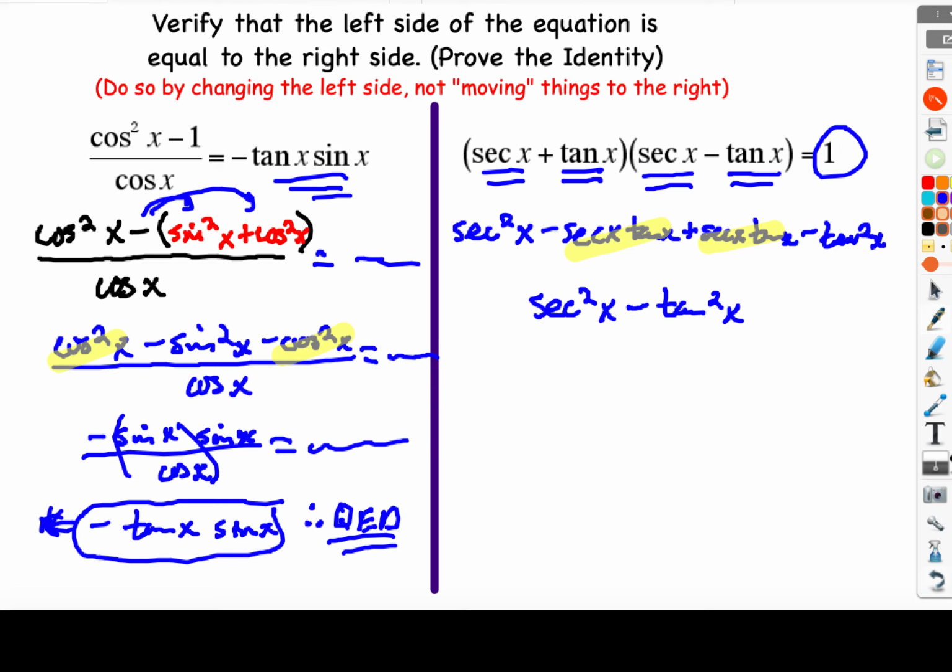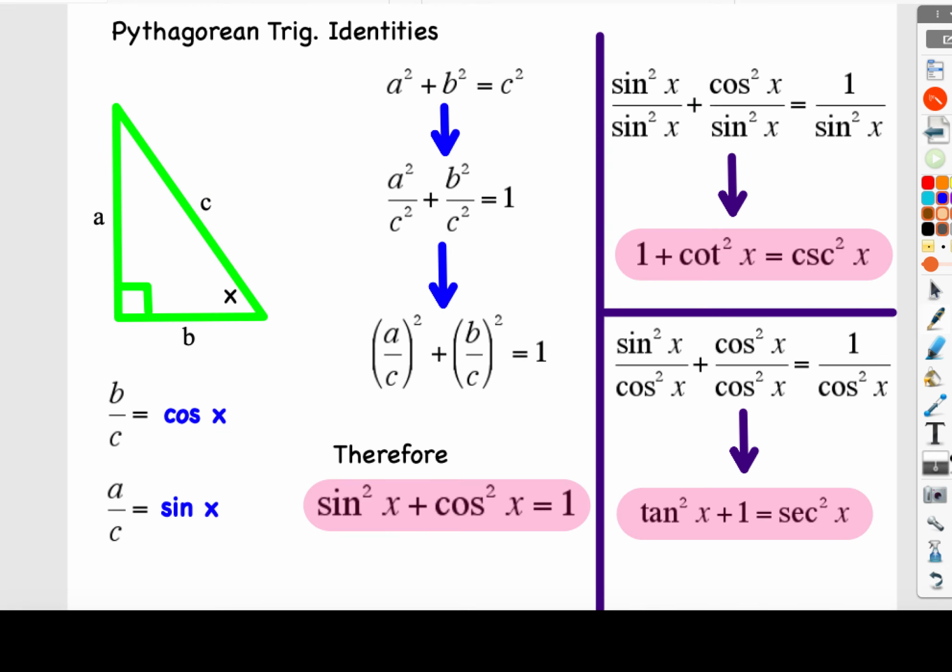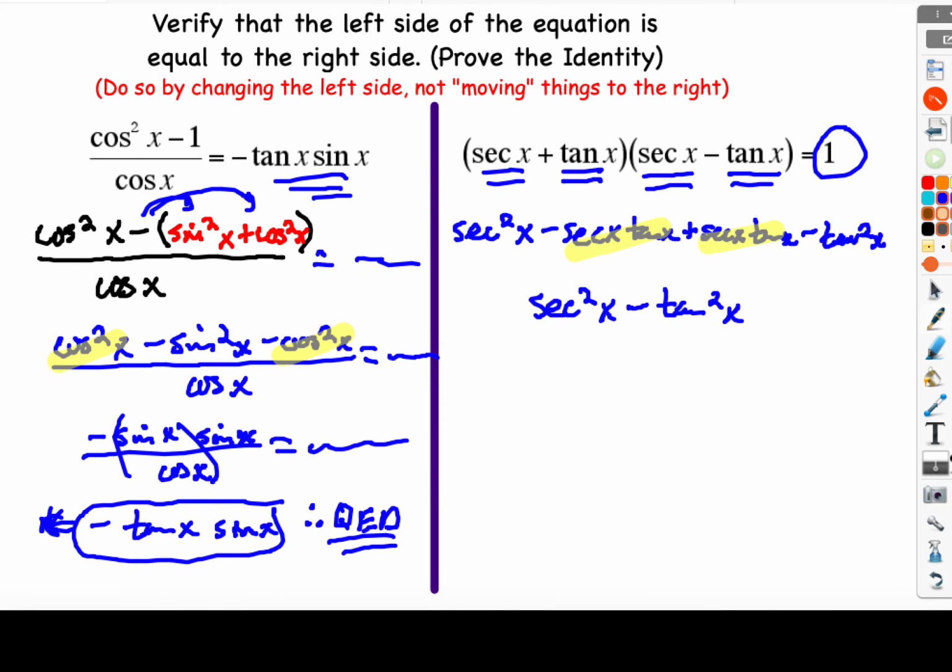And now, wait a minute, I see those squares again. Let's go back to our Pythagoreans. Tangent squared of x plus 1 equals secant squared of x. So I'm going to take out that secant squared. I'm going to replace it with the tangent squared of x plus 1, and again, minus the tangent squared of x. Well, again, tangent squared minus tangent squared, and we're only left with 1, right? We've got that final answer.